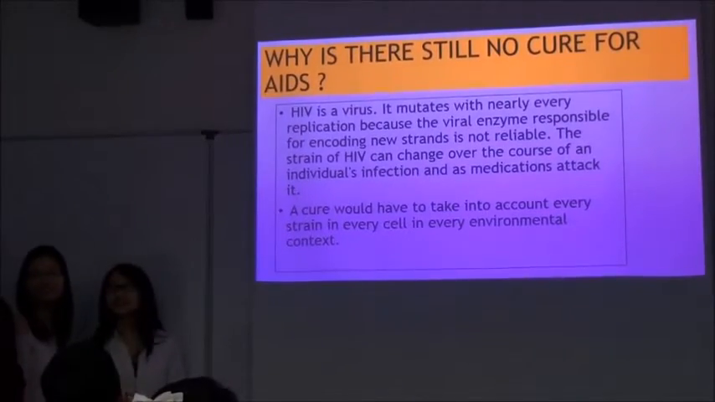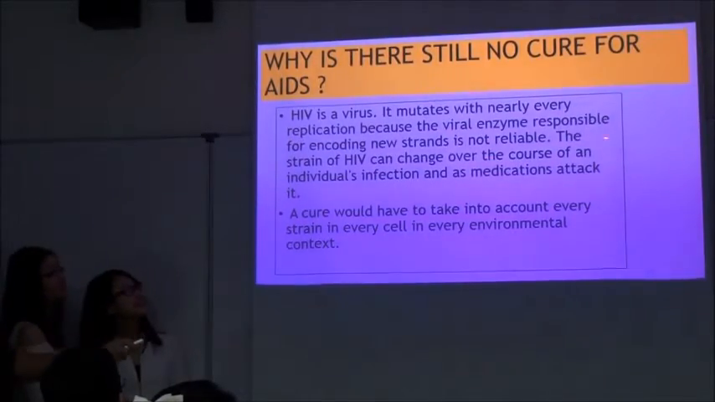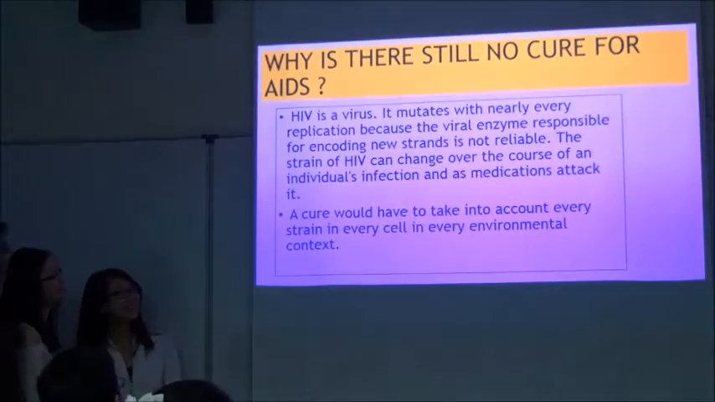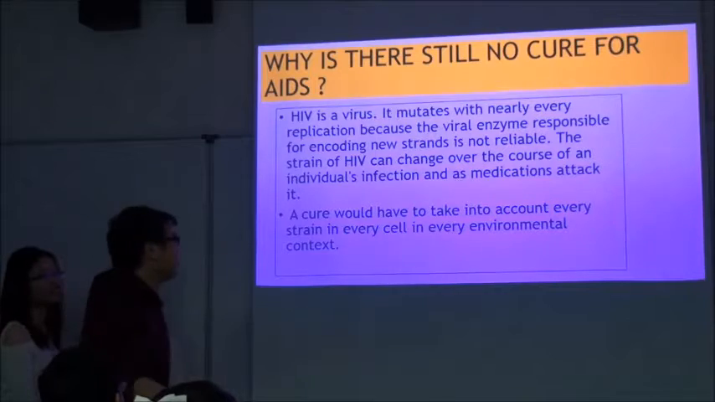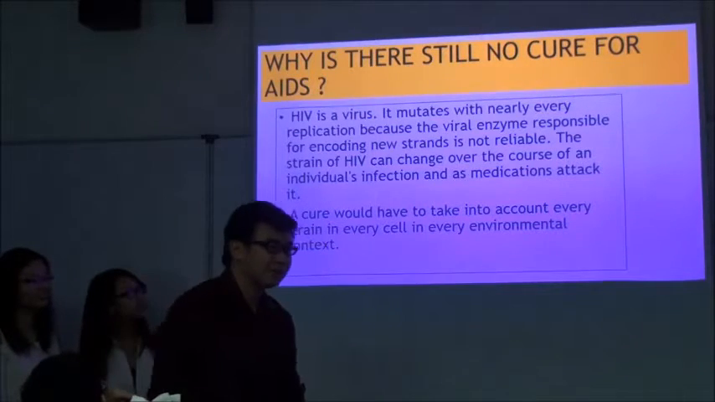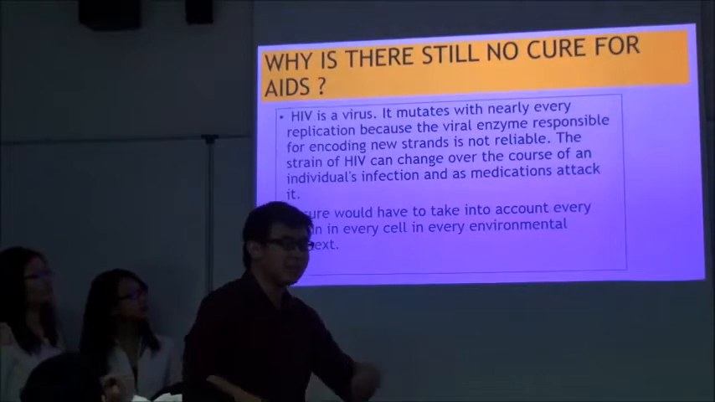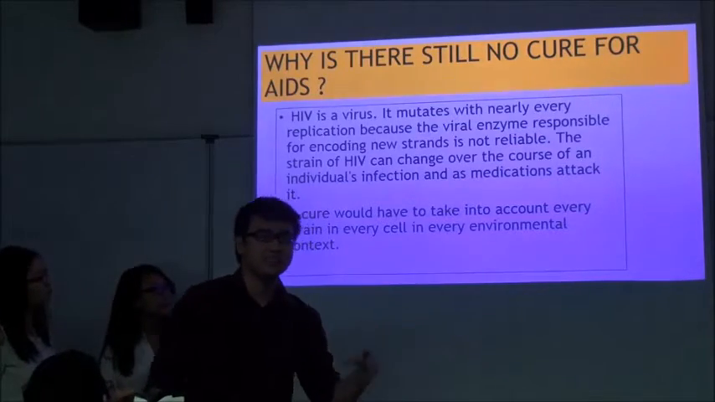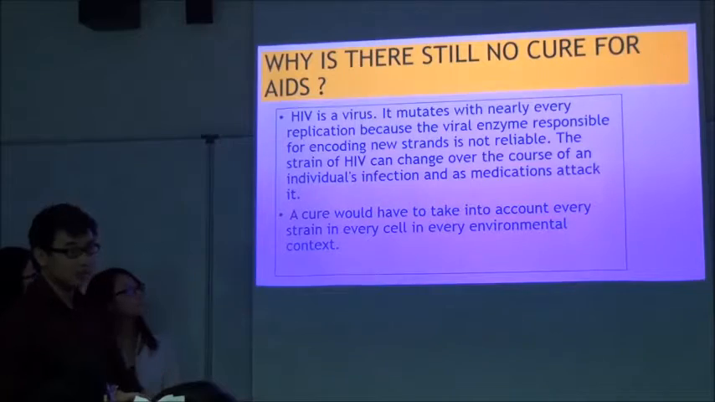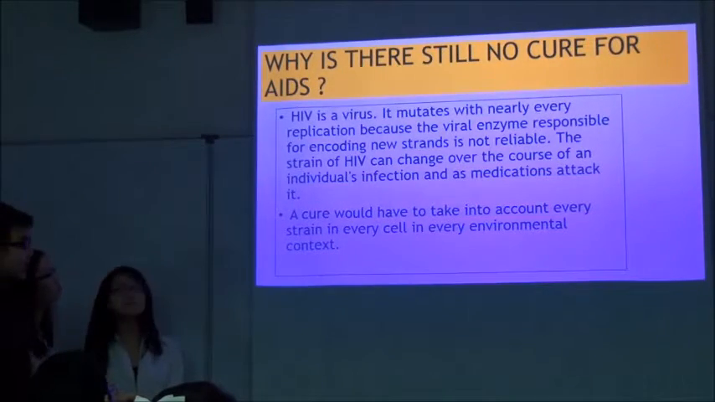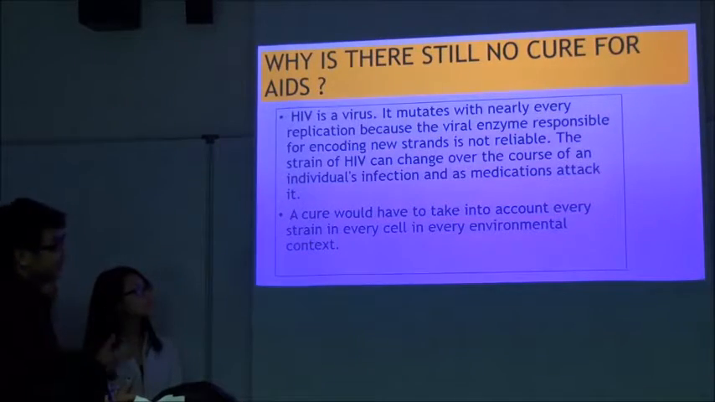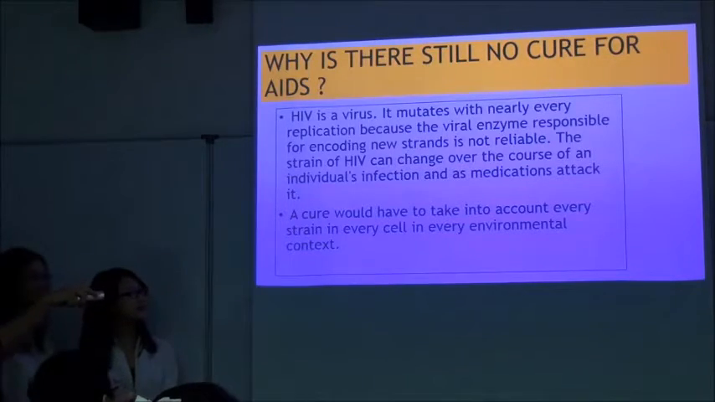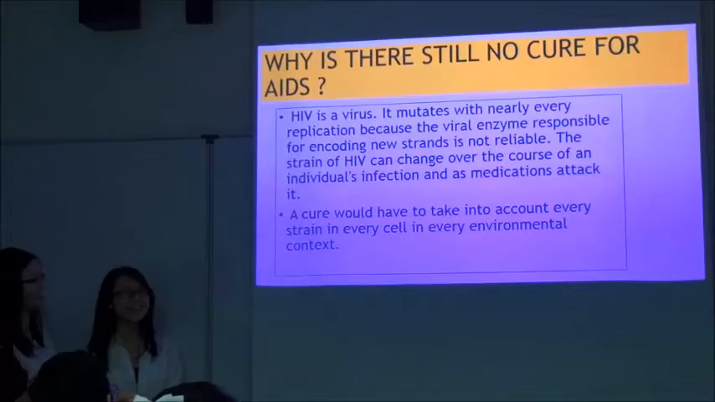Why is there still no cure for AIDS? HIV is a virus. It mutates in nearly every replication because the viral enzyme responsible for encoding new strands is not reliable. So let's say you want to get some antibiotics in a person, but the HIV virus keeps on mutating, the antibiotics will not be able to detect or recognize those new replicated viruses. Hence, it cannot be cured, according to my understanding. Not very reliable. But here we have to take into account every strain, every cell, and every environmental context.